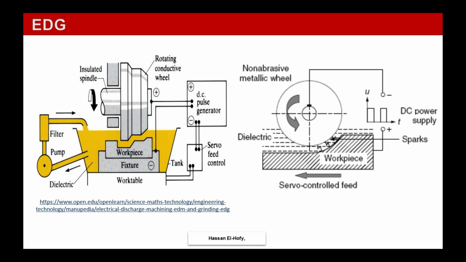Electrochemical grinding is an application of EDM. Remember, this is not a hybrid process. It is purely EDM using a non-abrasive metallic wheel. So the main material removal mechanism is sparking or electrodischarging.